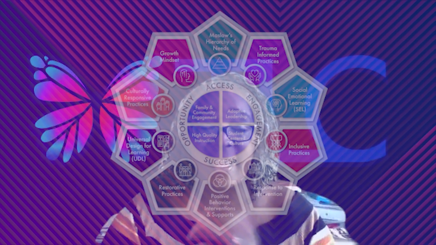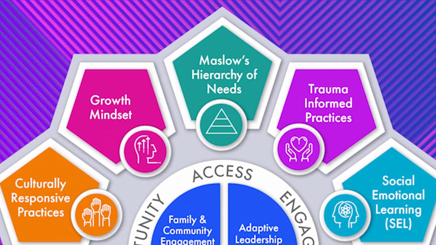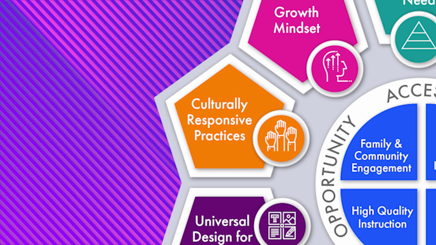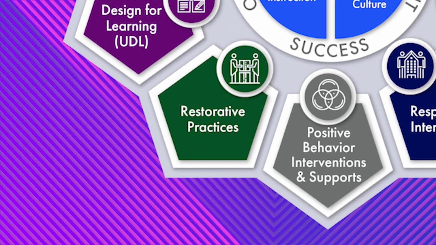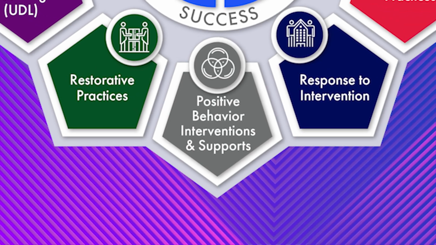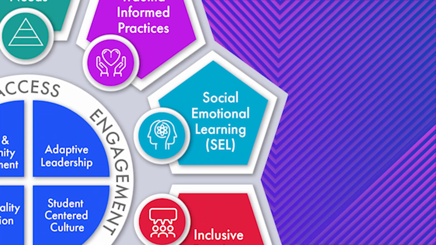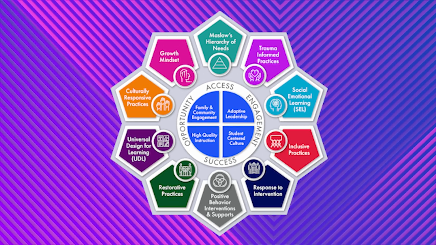There are 10 elements that I see, and I've worked across 5 counties, and I see them practiced in silos all the time, but they're evidence-based. And so those elements are Maslow's hierarchy of needs, growth mindset, culturally responsive practices, universal design for learning, restorative practices, positive behaviors, interventions, and supports, response to intervention, inclusive practices, social emotional learning, trauma-informed practices. And with that, there's a center.